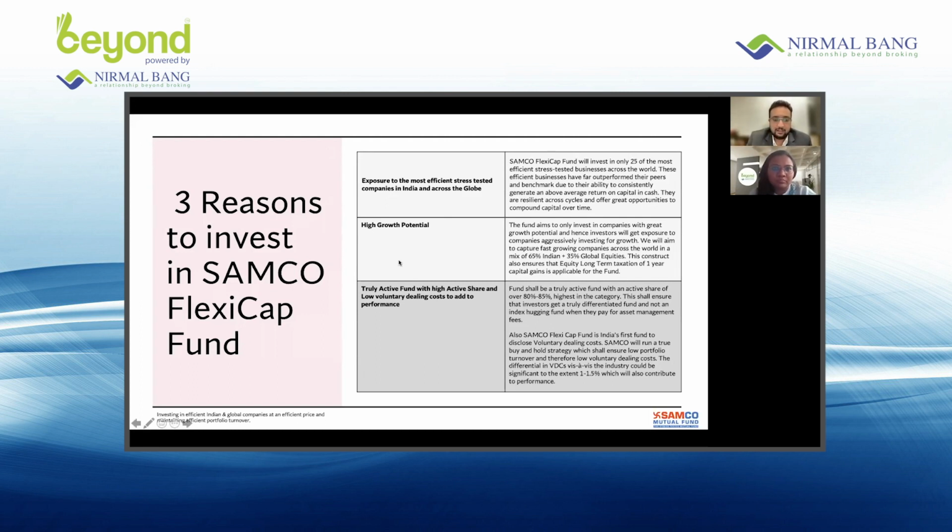And then finally, it's going to be a truly active fund with a very, very high differentiation. So, our active share will be about 80-85%, which is probably going to be the highest in the category, which means that it's a truly differentiated fund and investors get true value for money with this kind of a fund. The second is that we will have very low voluntary dealing costs, as I said earlier, which will result in savings of between 1 to 1.5%, and which will also add to investor performance.